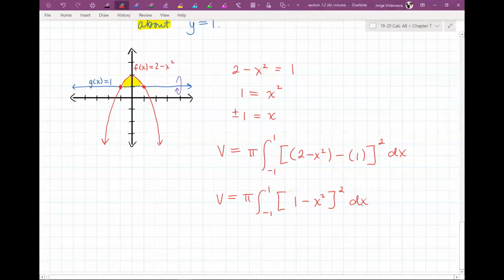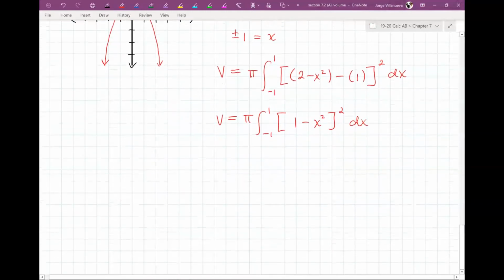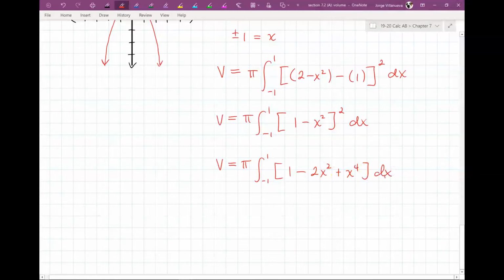By the way, you can do this on your calculator, but sometimes it's nice to get a little practice by hand. Once you get to this point, you guys can plug it into your calculator and be done with it. But what if you can't use a calculator? Well, then it's good to practice. So let's expand that because I can't integrate the way it looks right now. So it's 1 minus 2x squared plus x to the 4th dx, if I expand 1 minus x squared squared, because that's basically 1 minus x squared times 1 minus x squared.